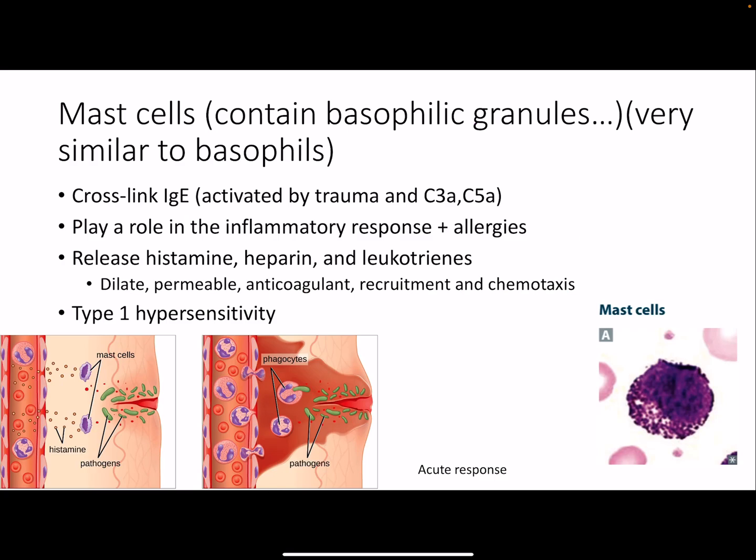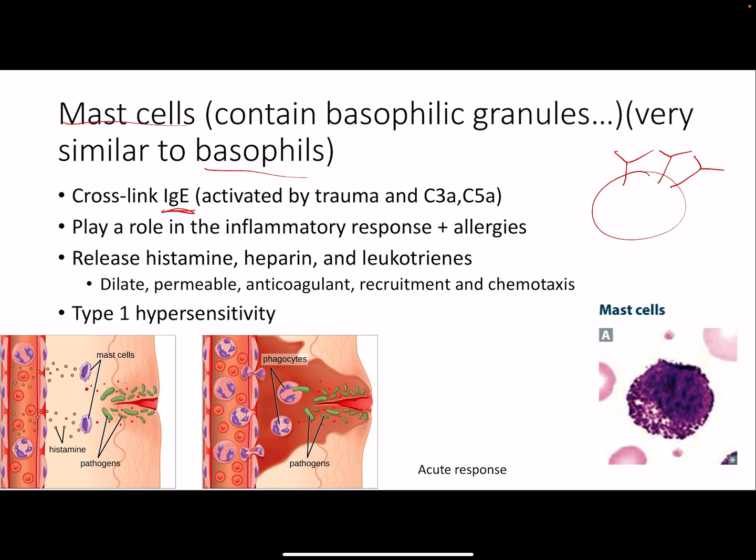Mast cells contain basophilic granules. They're going to be similar to basophils, which we'll see in a second. And they're going to stain blue, basophil, B for blue. And if it's a basophil, it loves bases, which means it is an acid. So it has a lot of acidic components inside. They're going to have IgE antibodies on their surface. So here it's going to have a bunch of these IgEs.